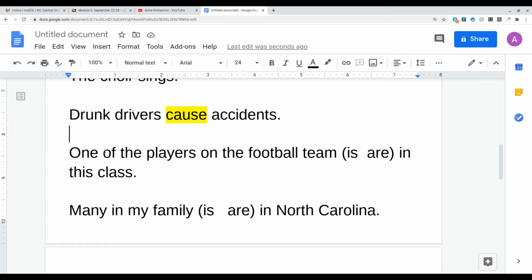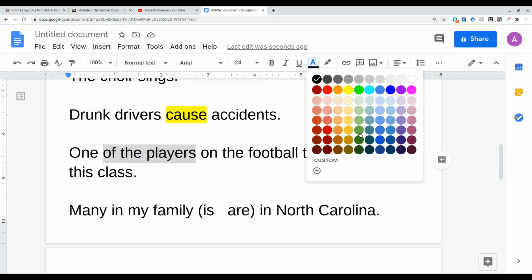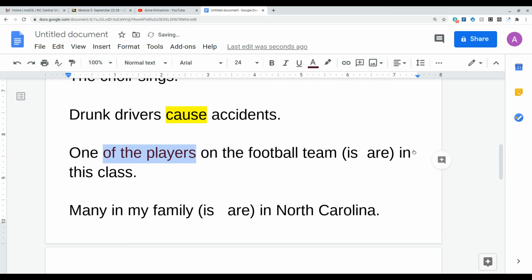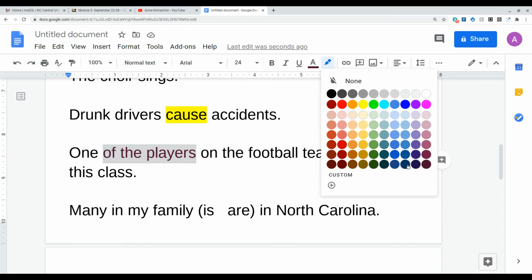What I want to tell you about this, and I'm going to talk a little bit more about this with subject-verb agreement, is that of the players is a prepositional phrase. It begins with a preposition and ends with a noun. And what I will tell you about that is that you cannot, and I'll highlight that in a different color. I'll make it dark. So anyway, oh, that didn't work. Sorry. Let me get the right one here.